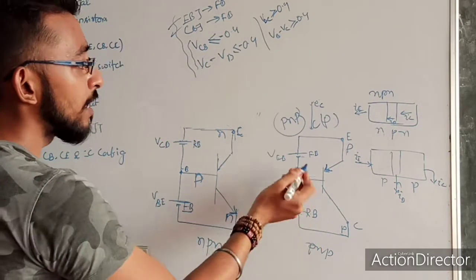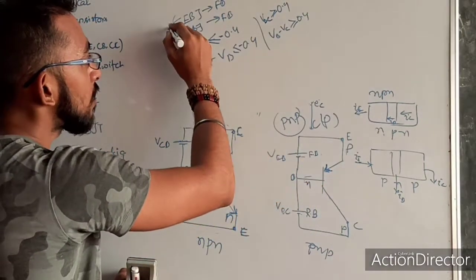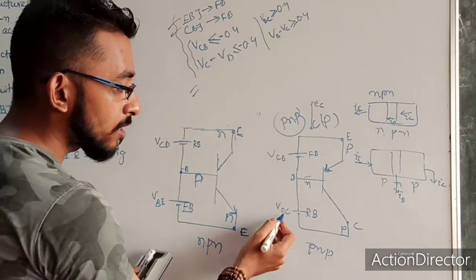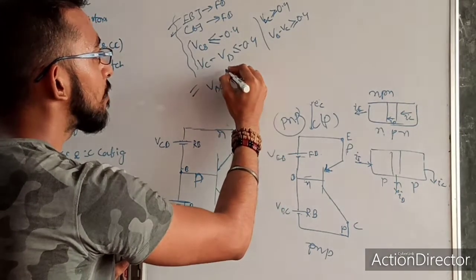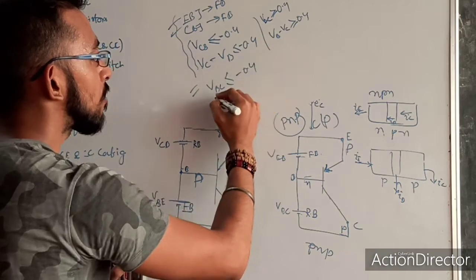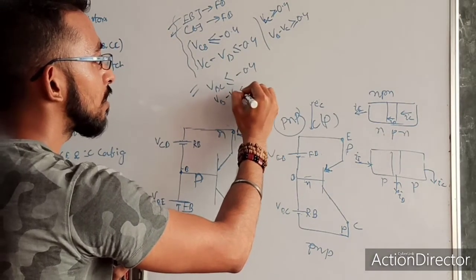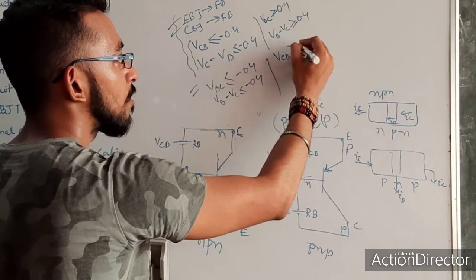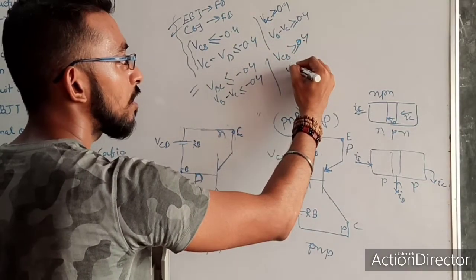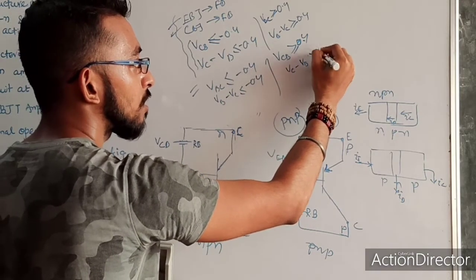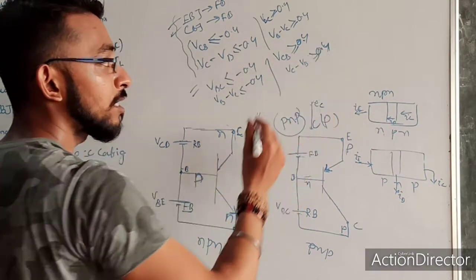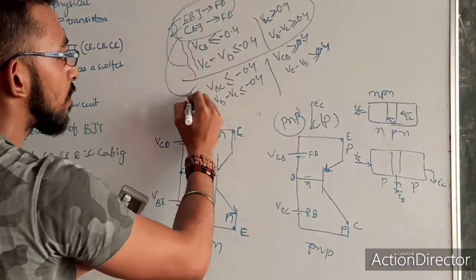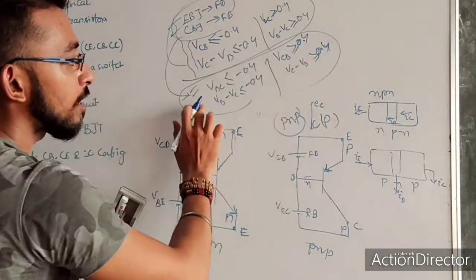Similarly for the PNP, what happens? The first condition is the same. For the PNP also, the first condition is the same. And the second condition is that my VBC value should be less than or equal to minus 0.4. It means my VB minus VC should be less than 0.4. Or in other way, my VCB value should be greater than 0.4, or VC minus VB should be greater than 0.4. Is it clear or not? This is for the NPN, and I have to take this point from here and combine these two again. It will give me the PNP case.